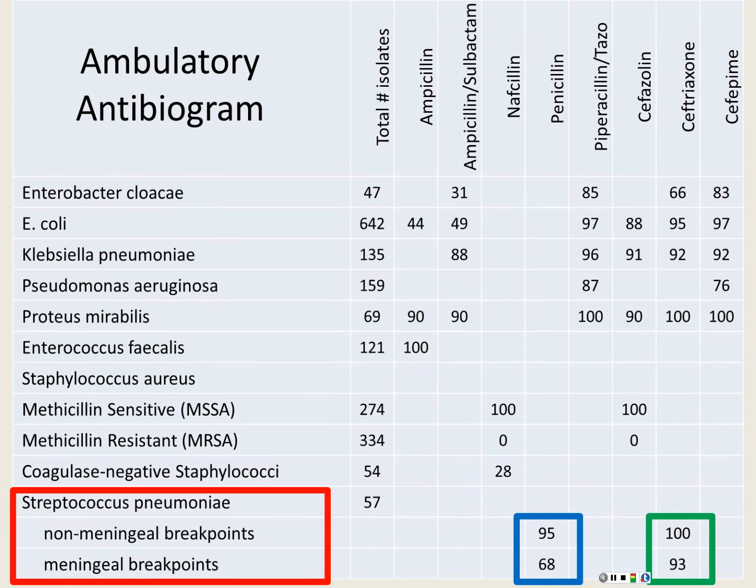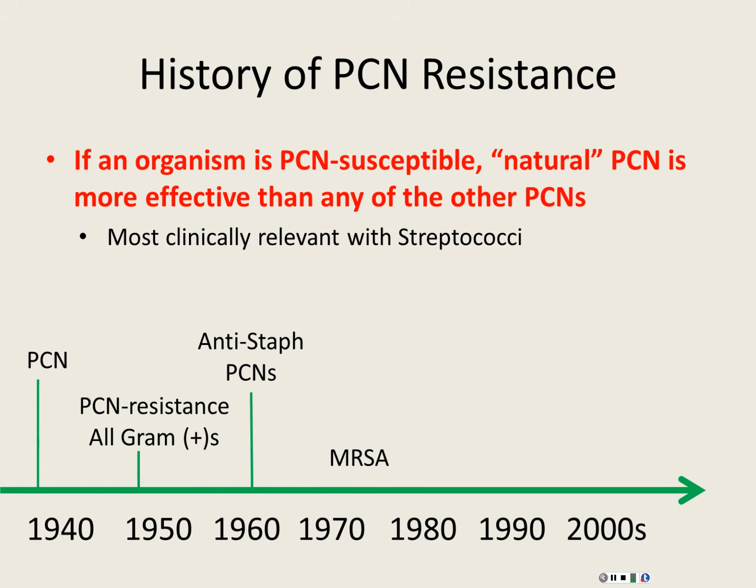Just to make a comparison to ceftriaxone, which is in the green box, ceftriaxone is 100% susceptible. I believe this is the 2013 antibiogram. Ceftriaxone is 100% susceptible, and the meningeal breakpoints are 93%. And these antibiograms are available to you on NetAccess.